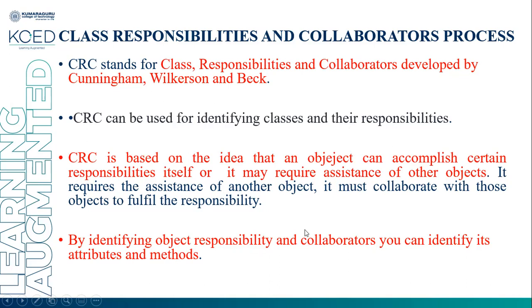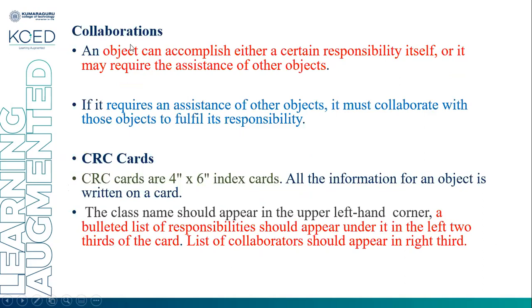By identifying the object's responsibilities and collaborators, you can identify its attributes and methods. Collaborations: an object can accomplish a certain responsibility by itself, or it may require assistance from another object. It requires assistance, so it must collaborate with the other object. This is carried out through a CRC card, a class responsibility collaborator card. A CRC card is a 4 by 6 inch index card. All the information of the object is written on the card.